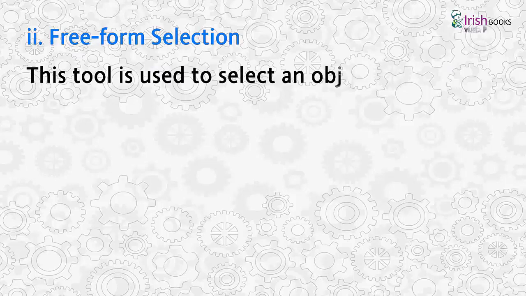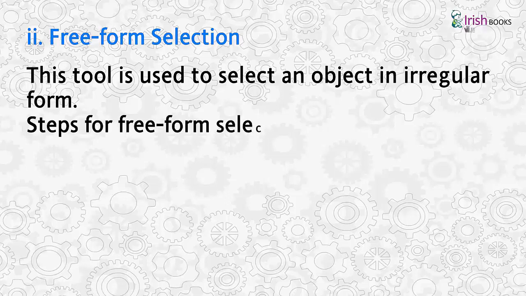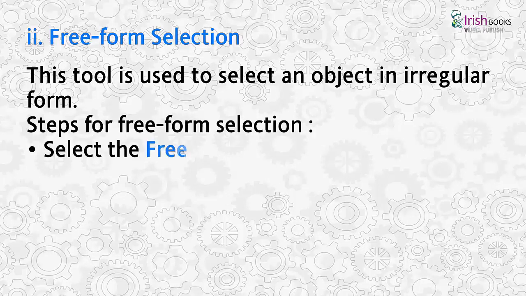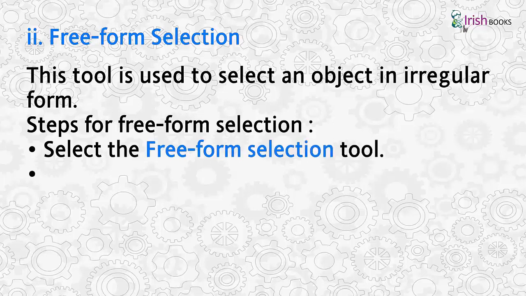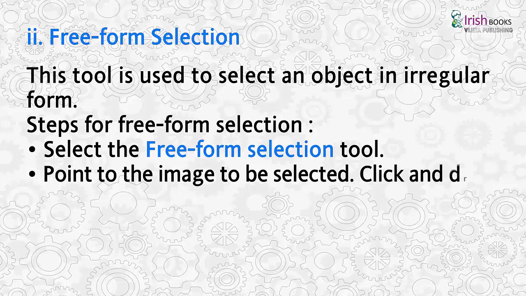Free form selection. This tool is used to select an object in irregular form. Steps for free form selection. Select the free form selection tool. Point to the image to be selected. Click and drag on the area which we want to select.